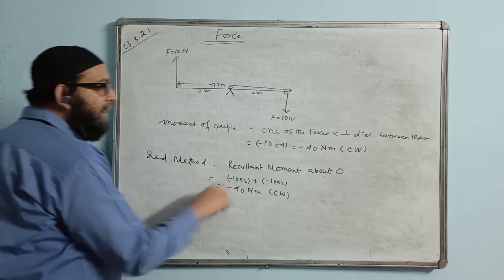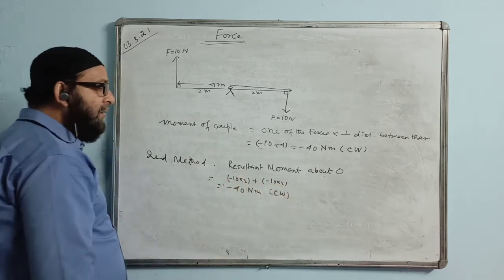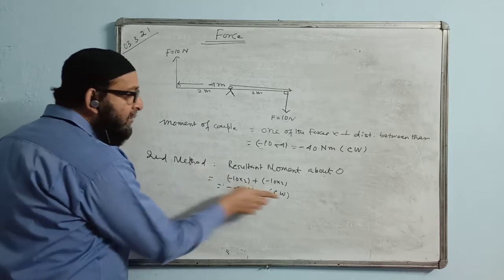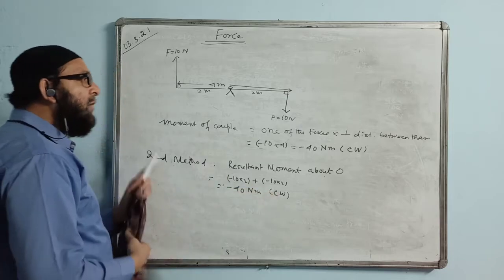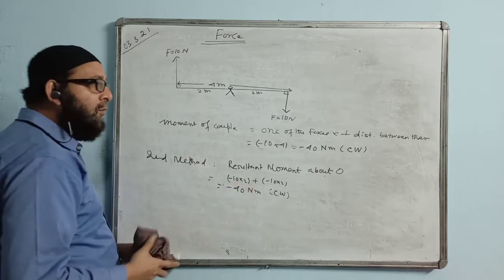If you give the minus sign and also write clockwise, well and good. Or if you only write the minus sign, that is also fine. If you don't give the minus sign but you write clockwise, this is also correct. So you should follow any one of the methods. If you write both, well and good.